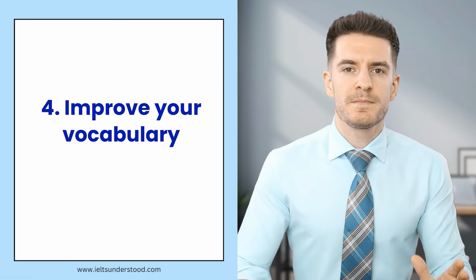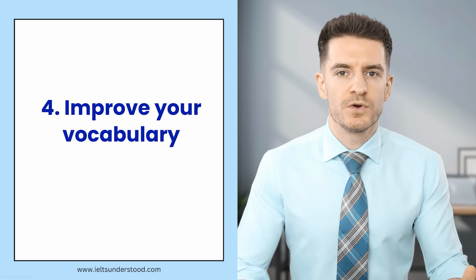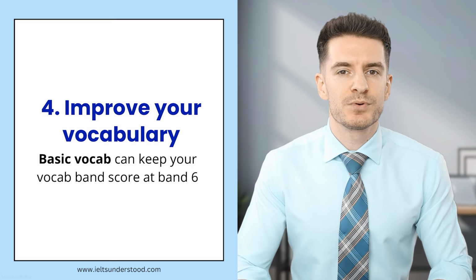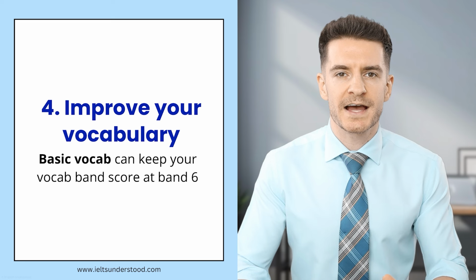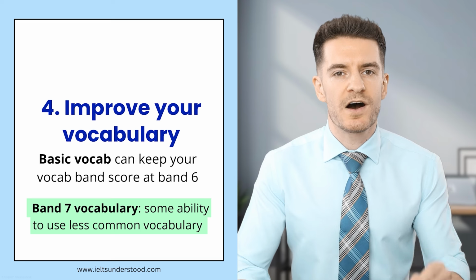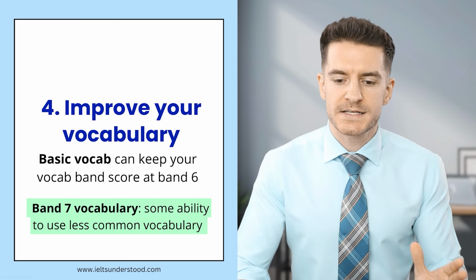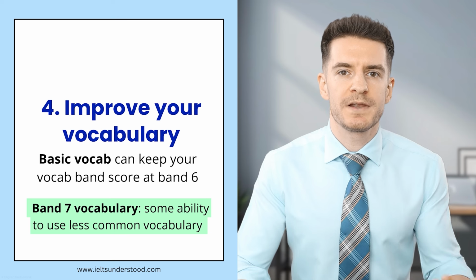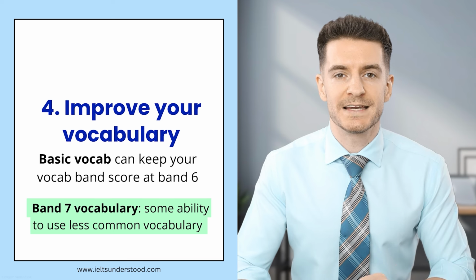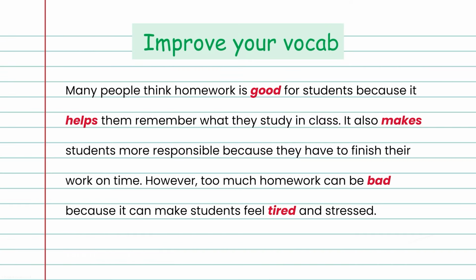If you just use very basic beginner vocabulary that most people know, it's very unlikely you're going to get a high score for vocabulary. And it's probably going to keep your vocabulary band at around a band 6. So to improve your writing task 2 band score, you need to use higher level vocabulary. If you want a band 7 for vocabulary, you need to use some less common vocabulary. So let's have a look at an example so I can show you what I mean. Have a look at this little short paragraph and have a look at the words in red and just have a think. How could you improve those words? How could you use higher level vocabulary there?